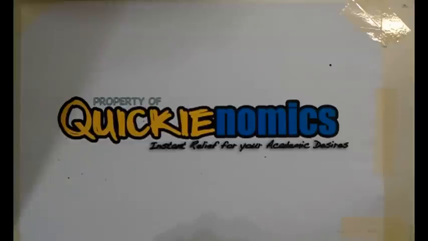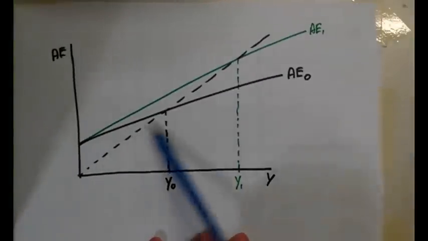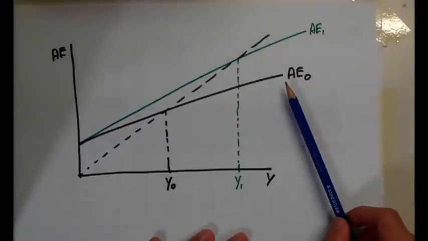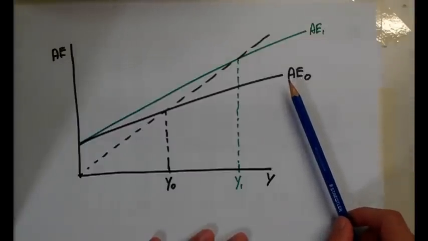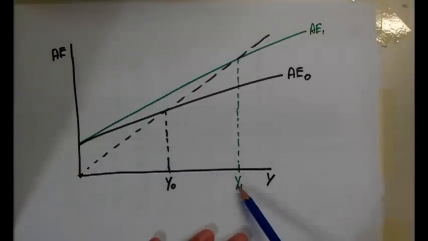So comparing these two, we actually have a diagram over here. This is my AE curve for an economy with proportional taxes, and because the multiplier is bigger for one with lump sum taxes, the AE curve is going to be rotated outwards, and you can reach a higher equilibrium.